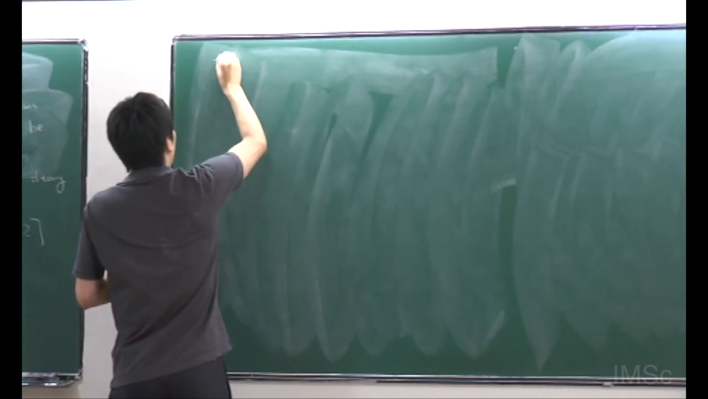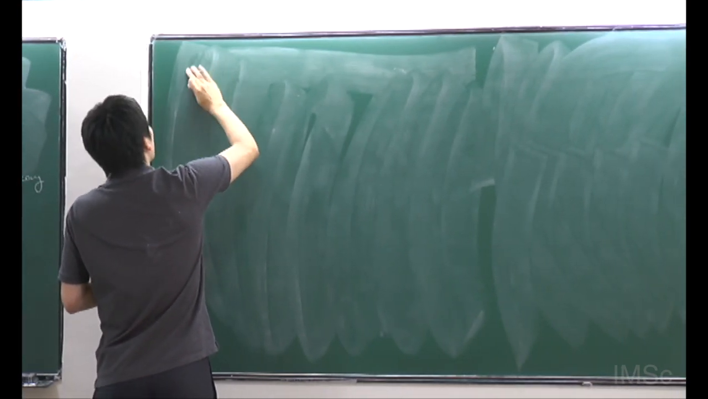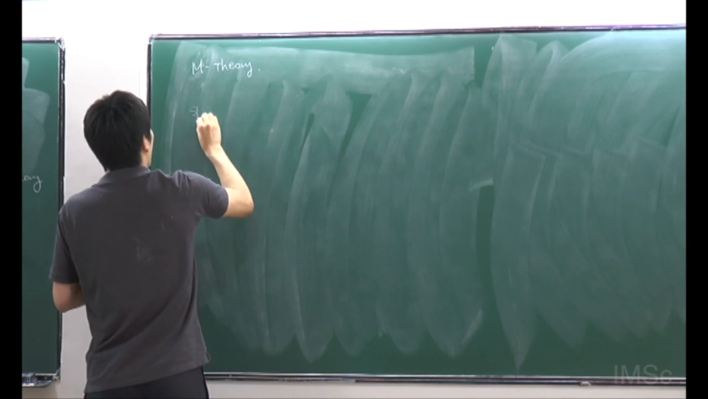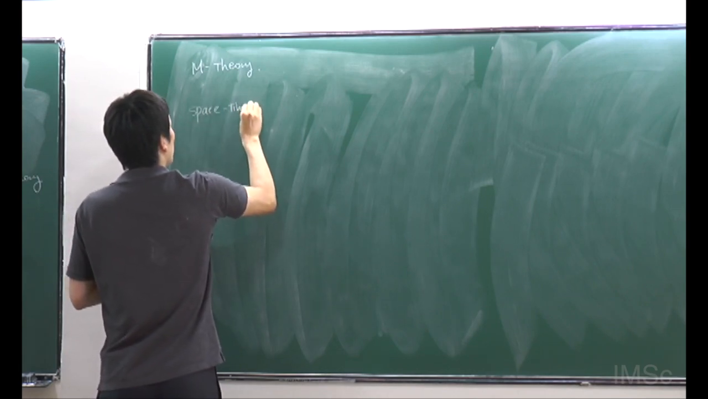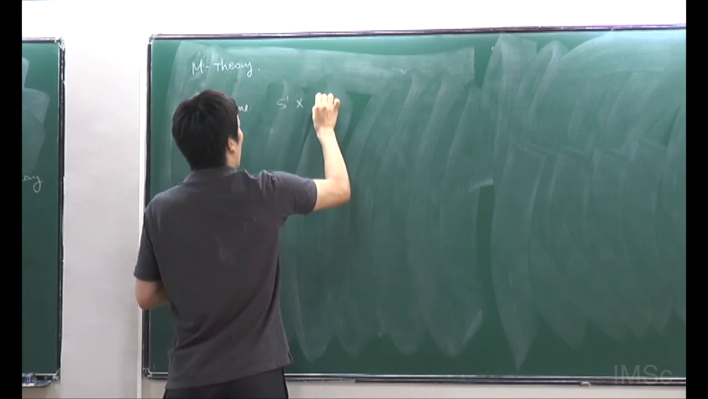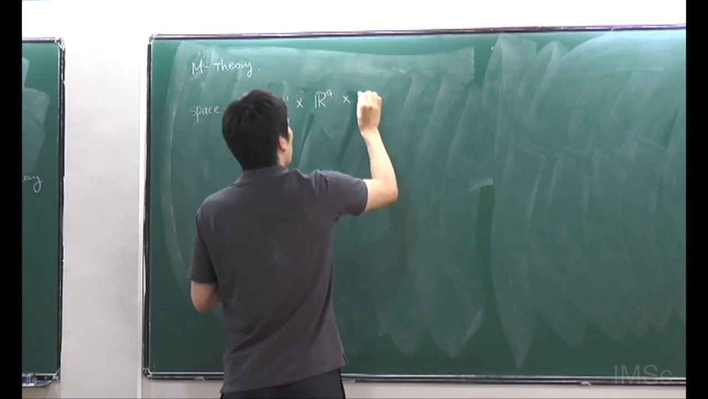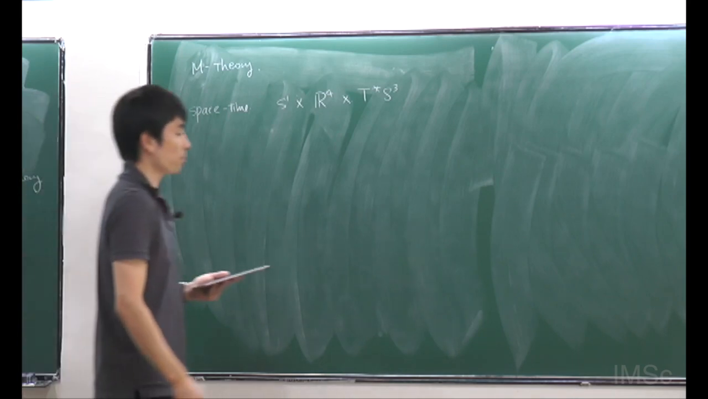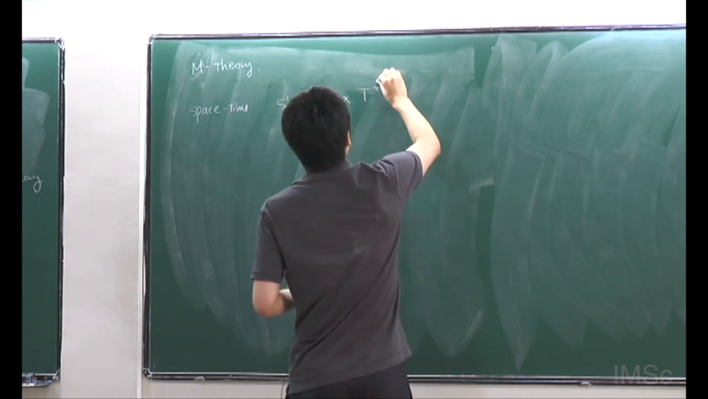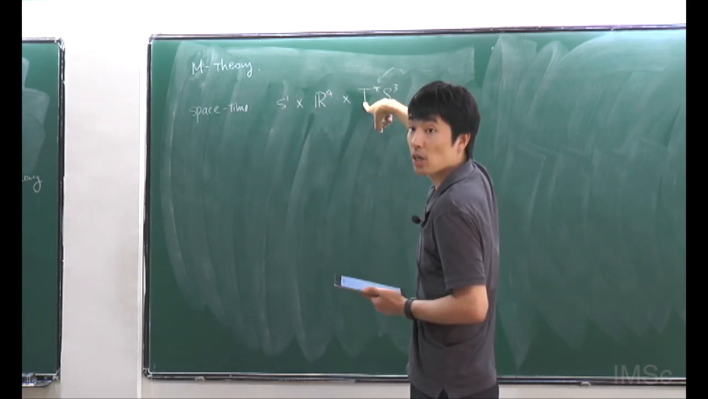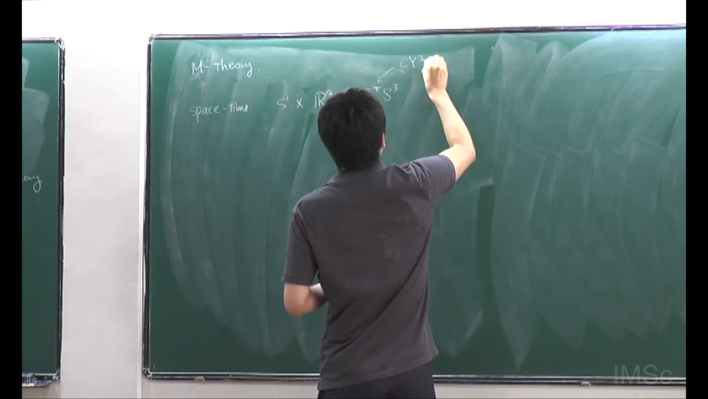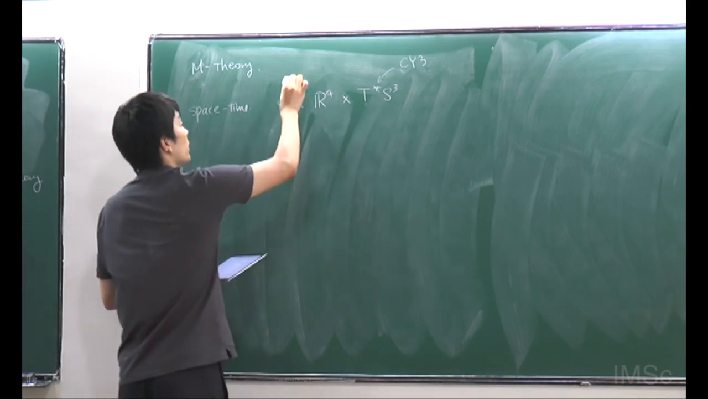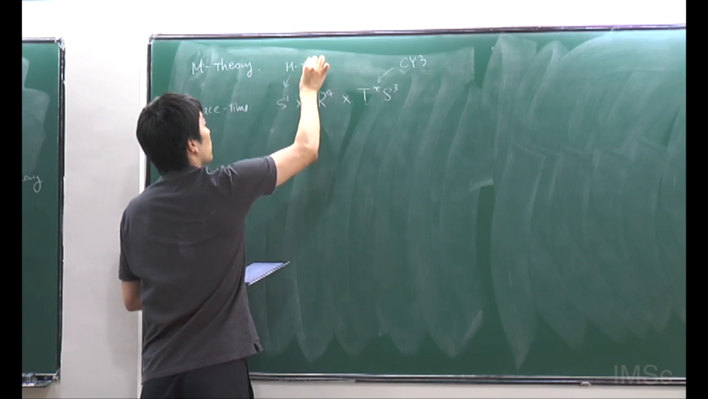Witten considered type IIA. Let's directly go to M theory, where the space-time is given by S^1 times R^4 times T^*S^3. Here T^*S^3 is the cotangent bundle of S^3, which is a Calabi-Yau 3-fold, a real six-dimensional manifold. And this S^1 can be considered the M theory circle.